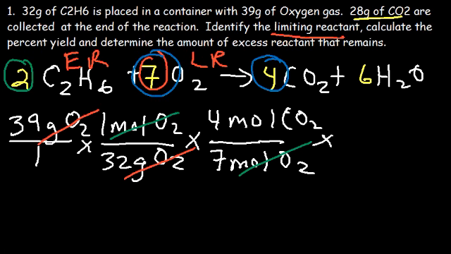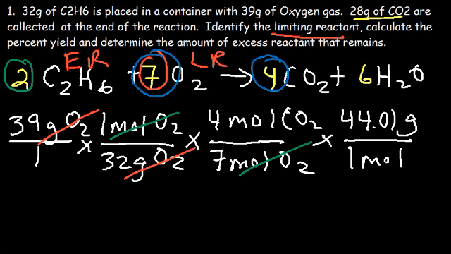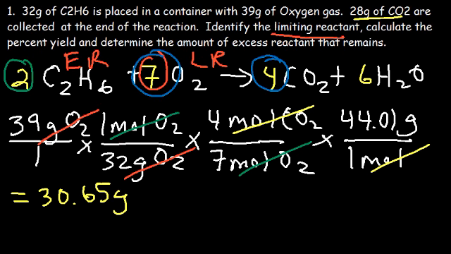Now the last thing we need to do is convert moles into grams. The molar mass for CO2, for carbon dioxide, if we add it, is 12.01 for carbon, 16 for oxygen, but we have to multiply the 16 by 2. And so the molar mass of carbon dioxide is 44.01 grams per 1 mole. And so the units moles of CO2 cancel. Now to get the answer, it's going to be 39 divided by 32 times 4 divided by 7 times 44.01. So the maximum amount of CO2 that can be produced in this reaction is about 30.65 grams of carbon dioxide.